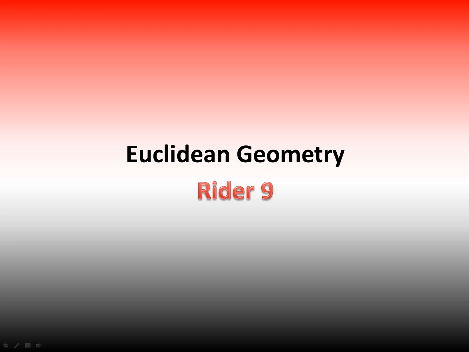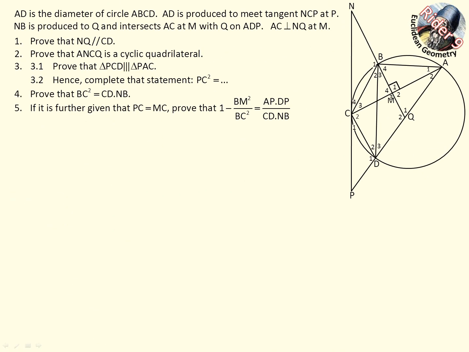Euclidean Geometry, Rider 9. Usually I have a reminder of the thought process somewhere on the screen, but I'm afraid I'm hitting a bit of a space problem at this stage. These questions are so big that there's no space to put that on the screen. But you should be used to it by now if you've watched the rest. I mean, there are 8 previous riders, and every time there's a reminder of all the thought processes. But we'll go through them anyway.